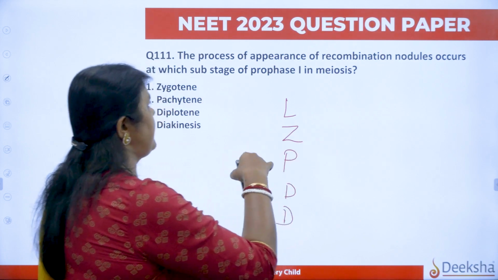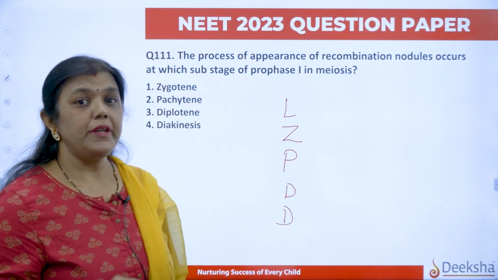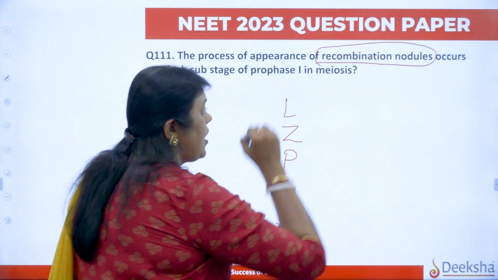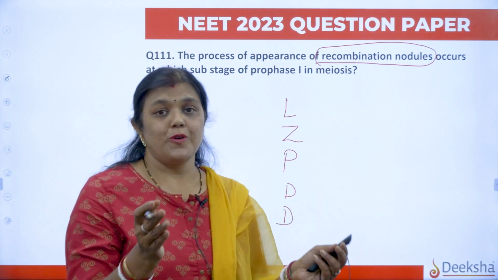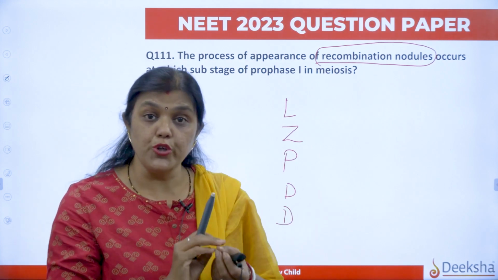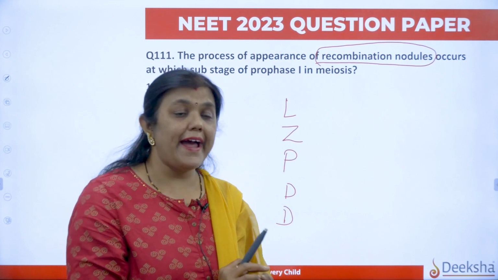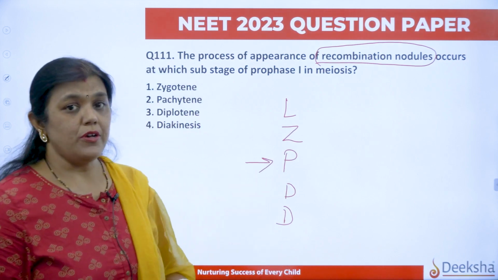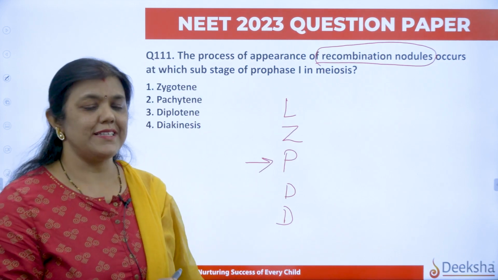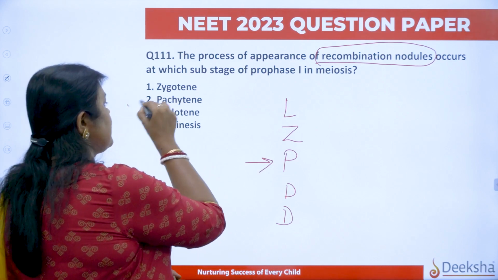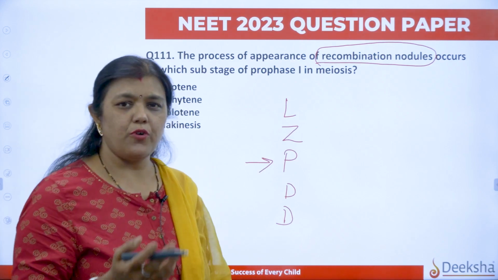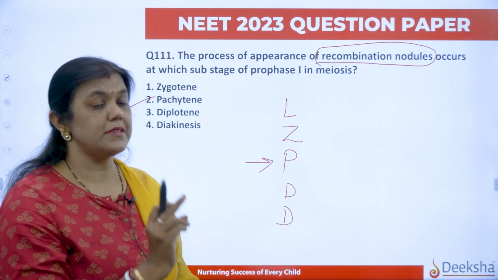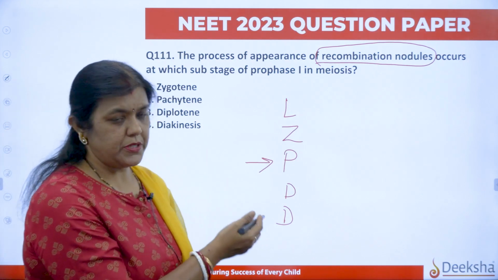Now, the question here is the appearance of recombination nodules. At this point, the chromosomes come together and form nodules or looping with each other. This is seen in the 3rd stage of prophase 1 of meiosis, that is the pachytene stage. So here the correct answer is pachytene. In zygotene, they are just forming the bivalent, the tetrad, but nodule formation has not taken place. Leptotene obviously is not the option at all.